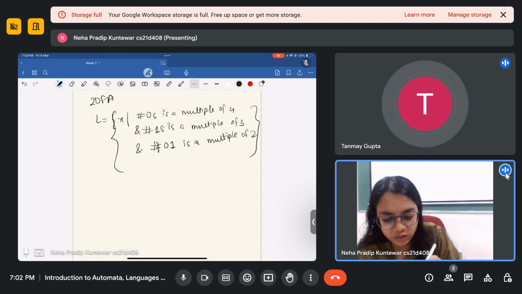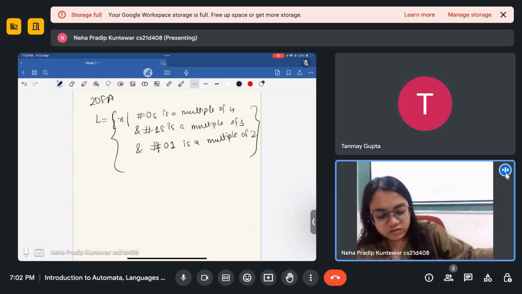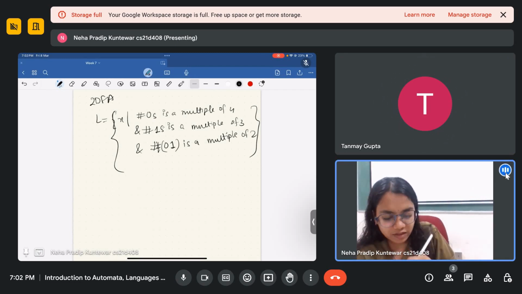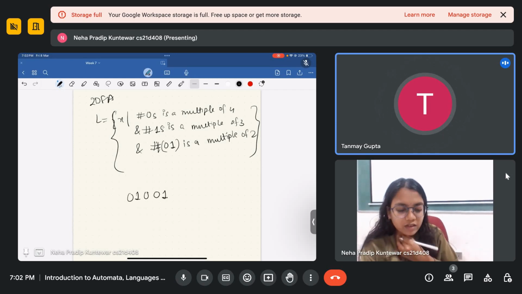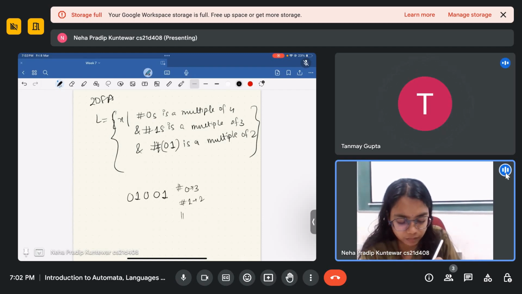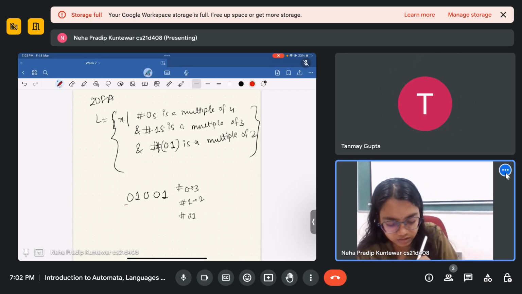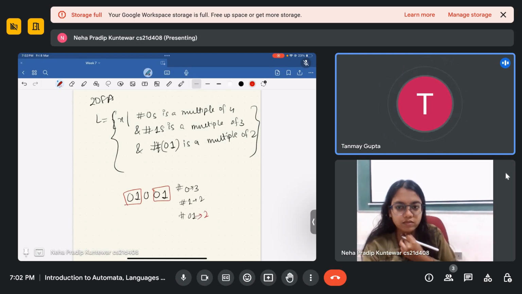So that it satisfies both the conditions of zeros and ones. By 01, I mean the substring 01. Let's say this example: the number of zeros is 3, the number of ones is 2, but the 01 substrings are this one and this one. Okay.